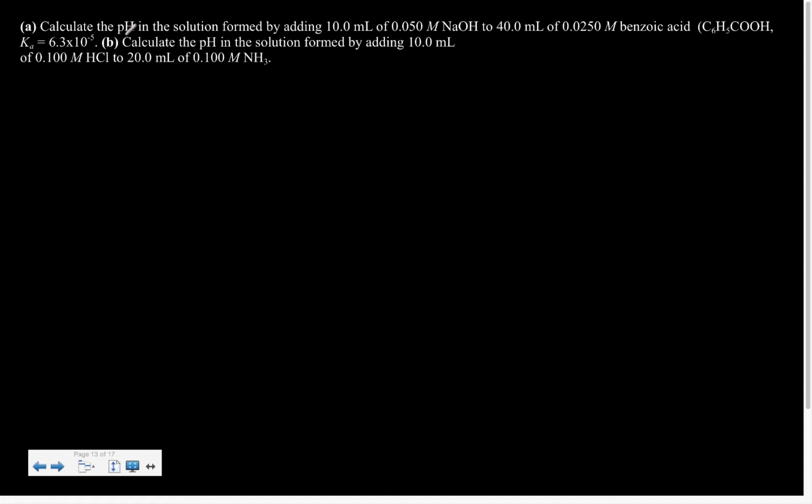Here it says let's calculate the pH in the solution formed by adding 10 mL of this to 40 mL of that. So it doesn't say that it's a titration, right? But we are adding some strong species to a weak species, right? So it's the essence of a titration, okay? So let's go ahead and write our reaction.